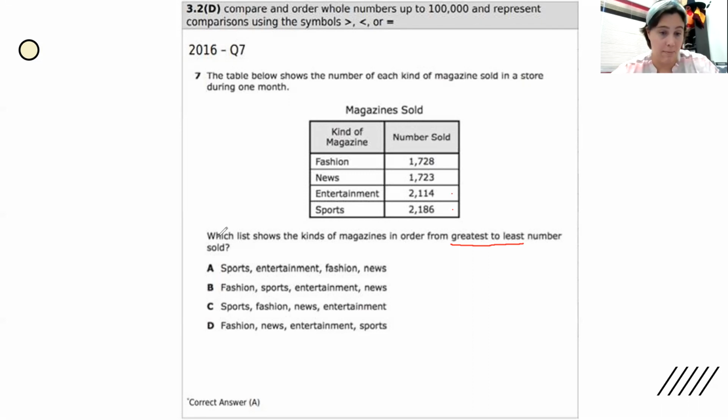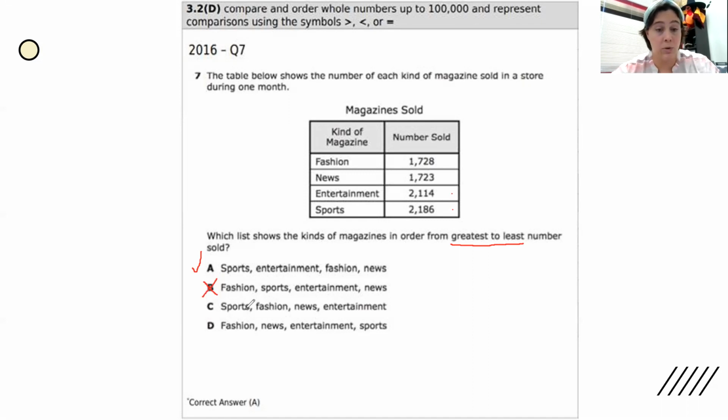Now I'm going to double check my options here. So A, sports. That could be an answer. So I'm going to put a check mark right here. B, nope, that wouldn't work. So we're going to go ahead and cross that one out.